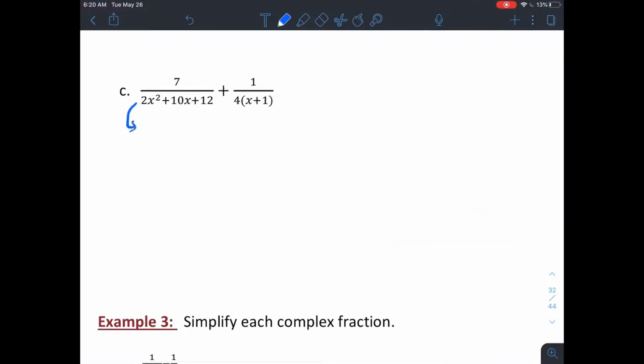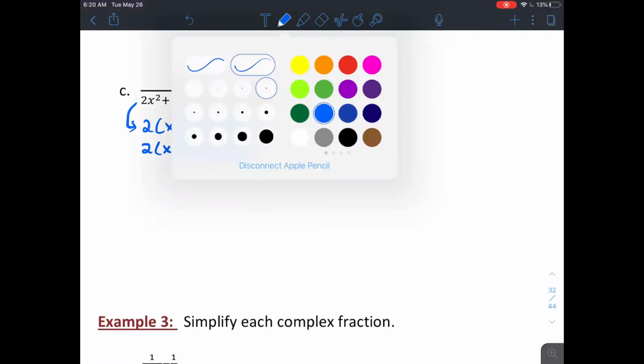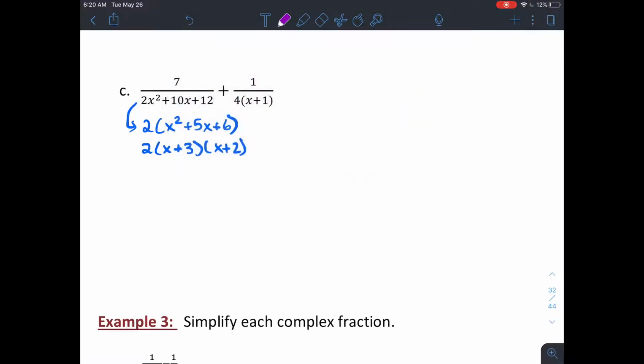On this one, you're going to need to factor your denominator first so you can see what factors you need to multiply for your least common multiple in your common denominator. So if I factor out a 2, then I can factor into x plus 3 times x plus 2. My least common multiple needs to contain all of my factors from either denominator.